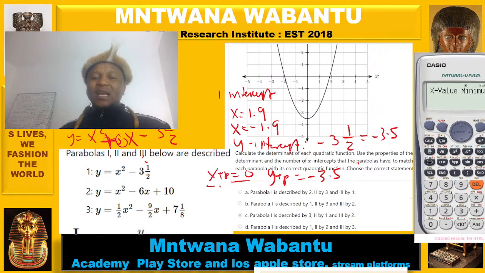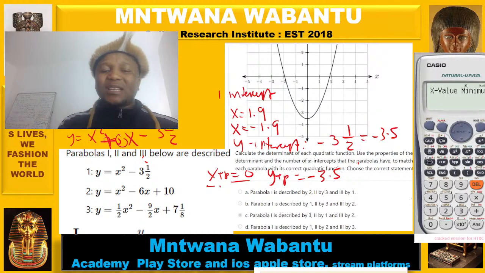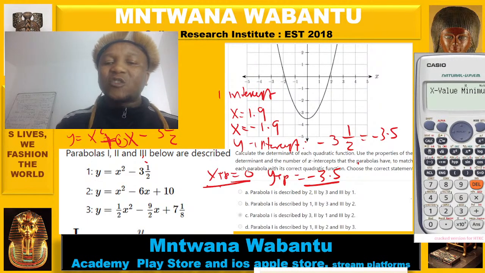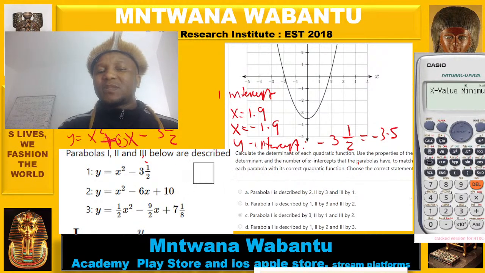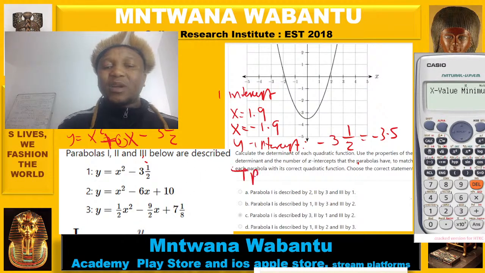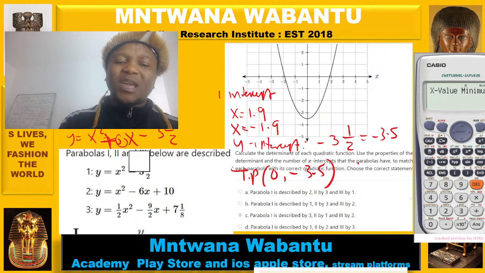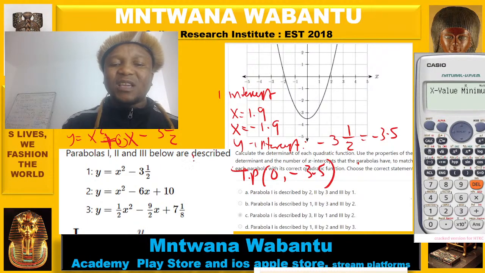So now we know our turning point: x at turning point is 0, y at turning point is negative 3.5. The turning point is (0, negative 3.5). So we can sketch our graph. If you look carefully, we can sketch it very easily. Let's draw a rough sketch here.